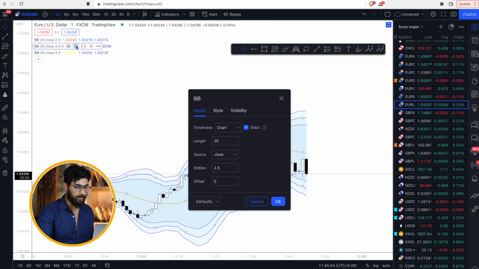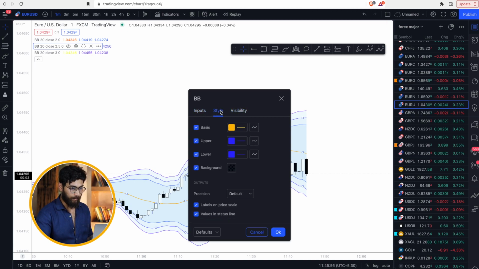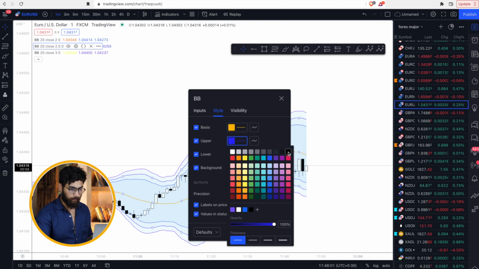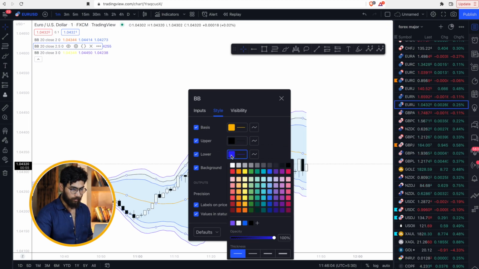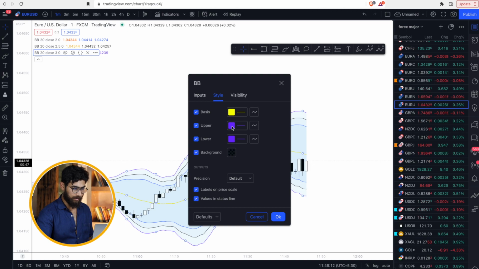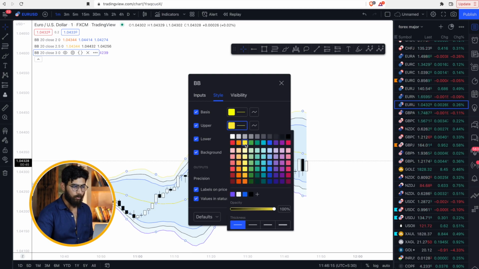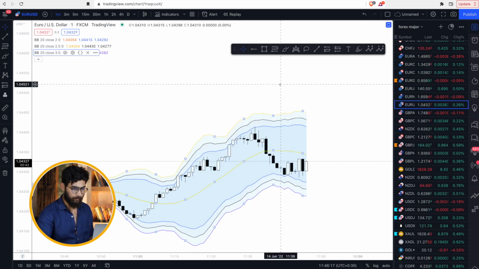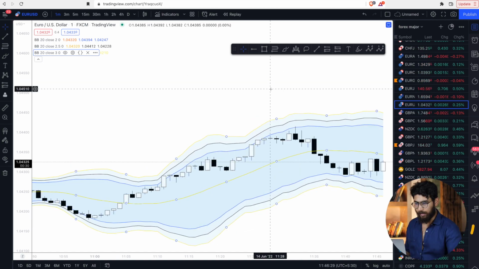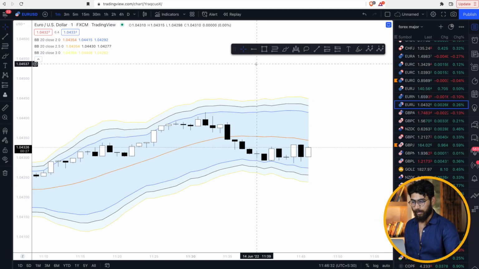The next thing you have to do is change the color of it. So go to style and then from here you can change the color of it. Like let us keep this to black. So we have one blue and one black Bollinger Band, and let us change this third color to yellow or any color you would like. This is how your chart would look after that.